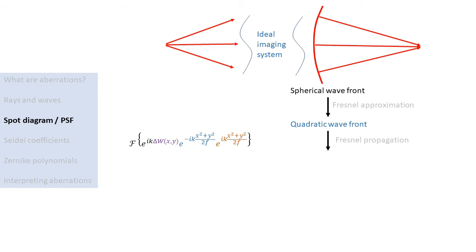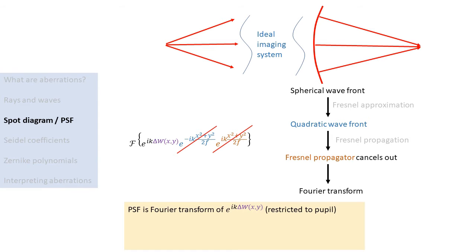This means multiplying with a quadratic phase factor and taking the Fourier transform. We see that the quadratic phase factor due to Fresnel propagation cancels out with the quadratic phase factor due to the ideal spherical wavefront in the paraxial approximation. The final result is that to calculate an aberrated point spread function, we take the Fourier transform of the wavefront error, which is restricted to the pupil.